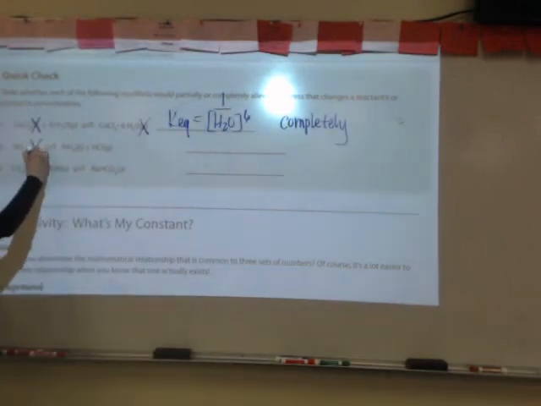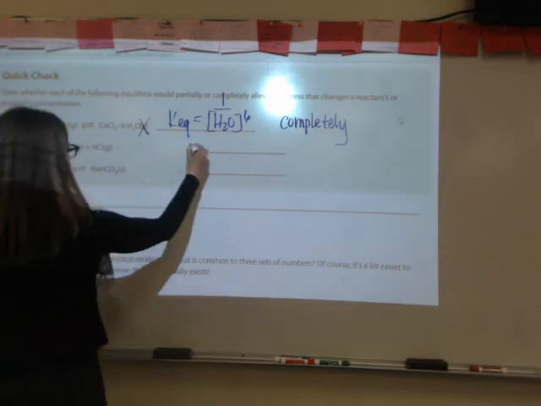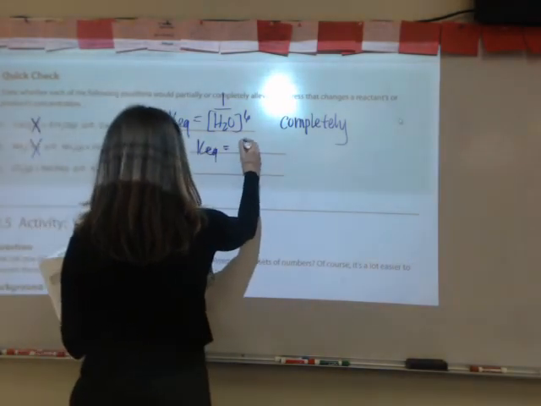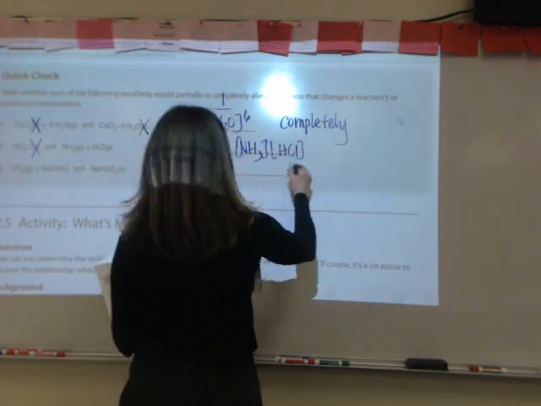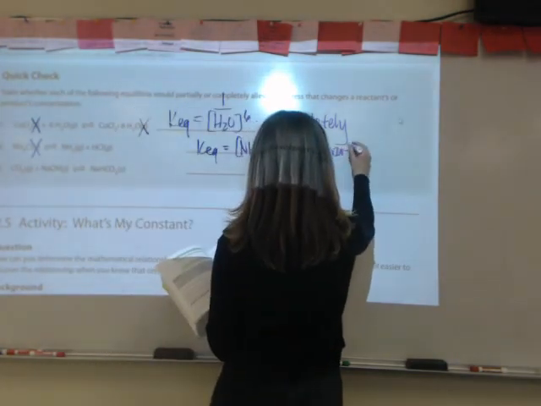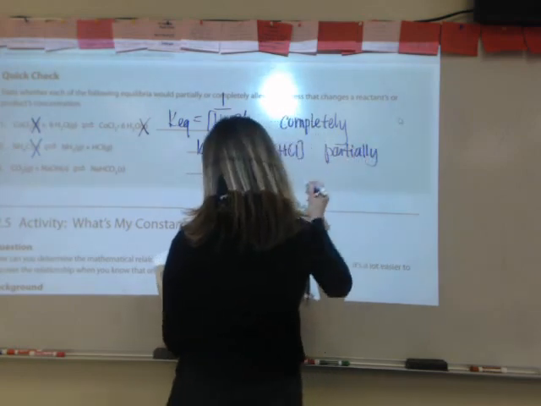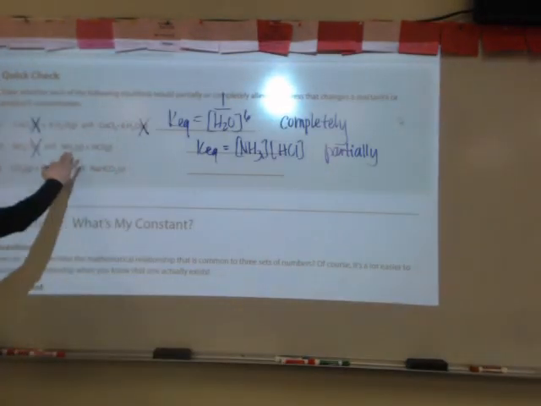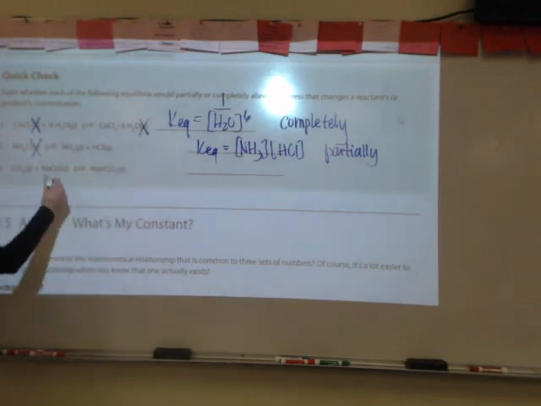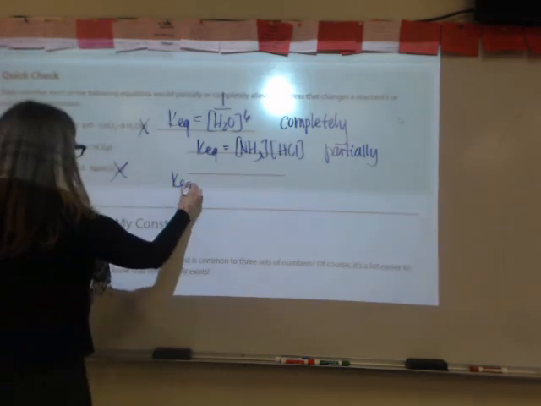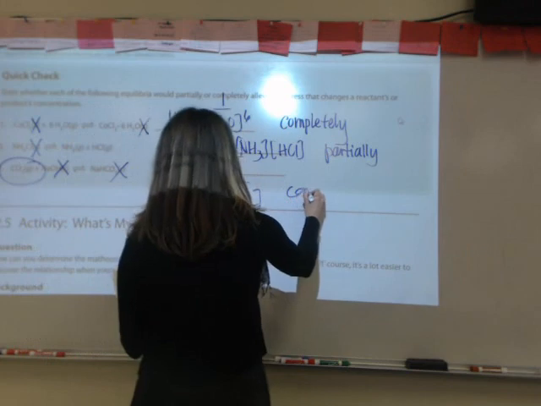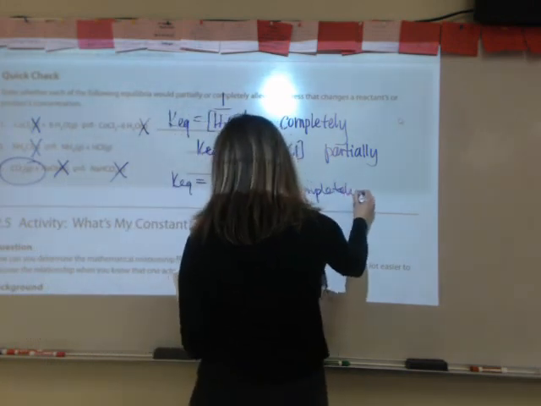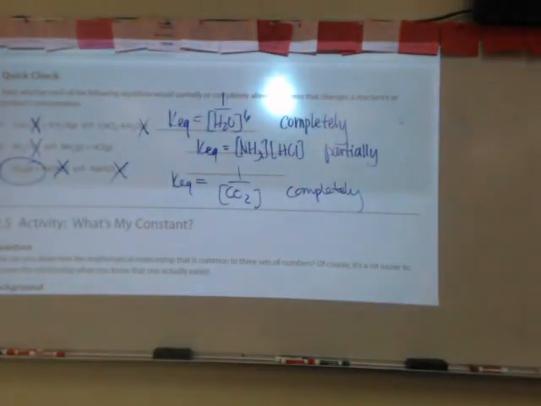For number 2, ammonium chloride is a solid. I have 2 gases. So my KEQ expression is going to be NH3 times HCl. That means I will partially alleviate the stress because I have more than one substance in my equilibrium expression. For number 3, I have 2 solids, leaving me with one substance in my equilibrium expression, which is 1 over CO2. So that means I will have to completely alleviate whatever stress changes that concentration.